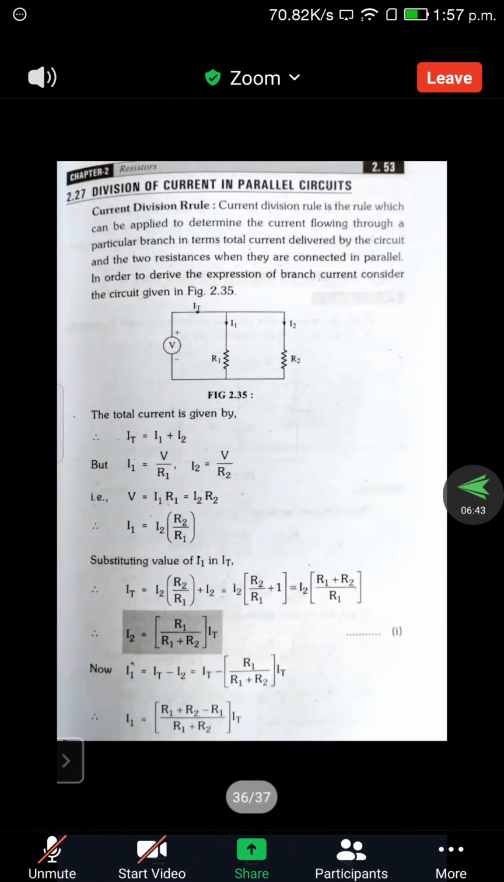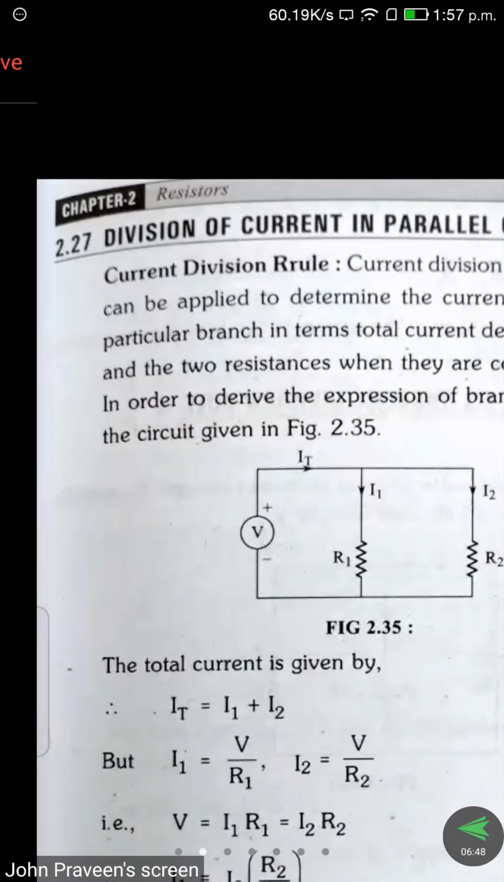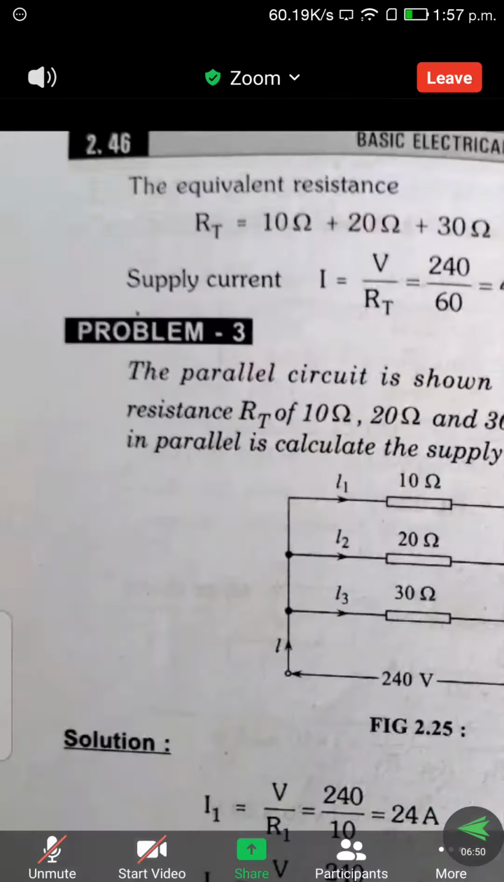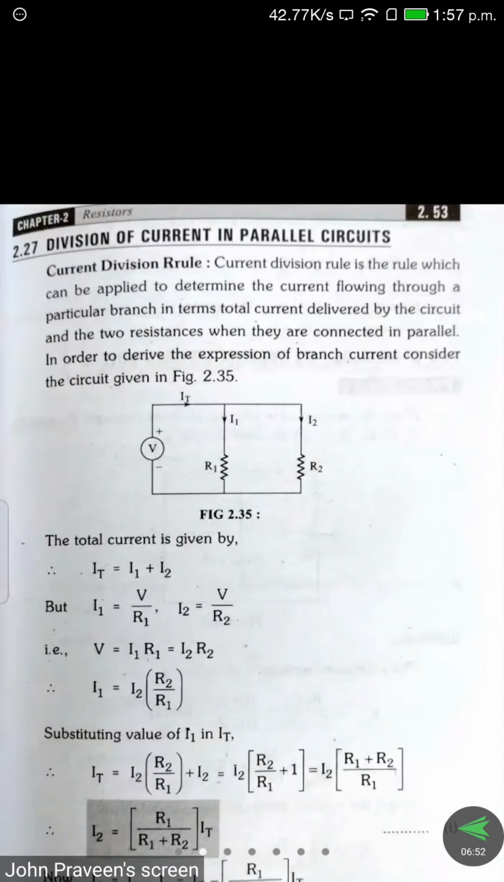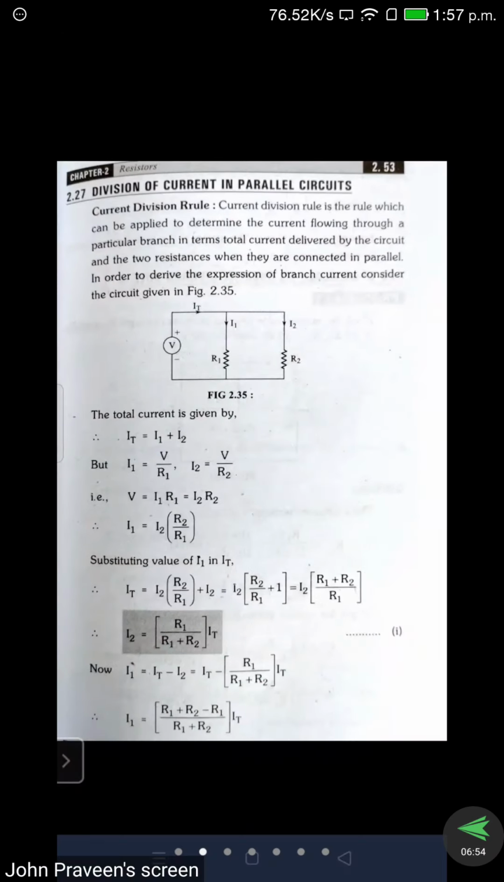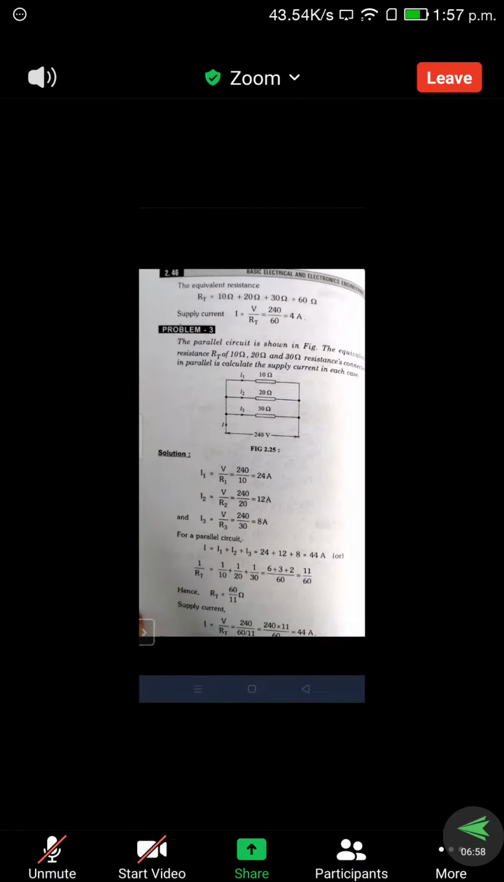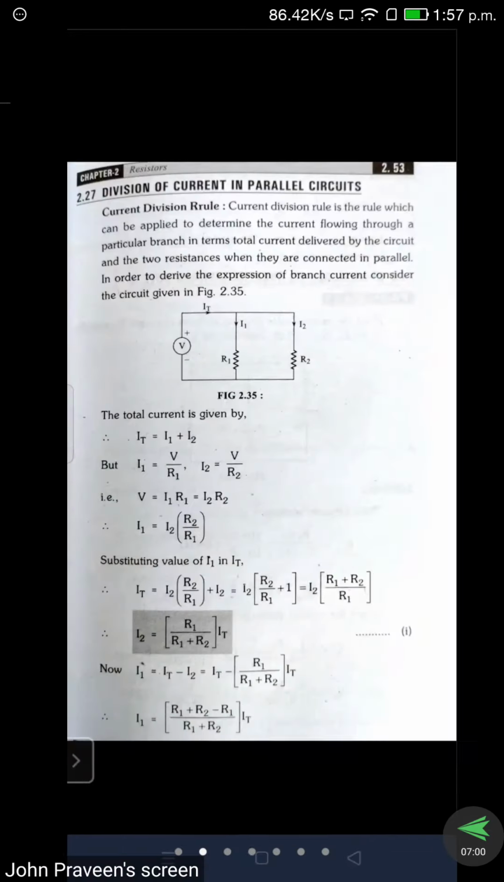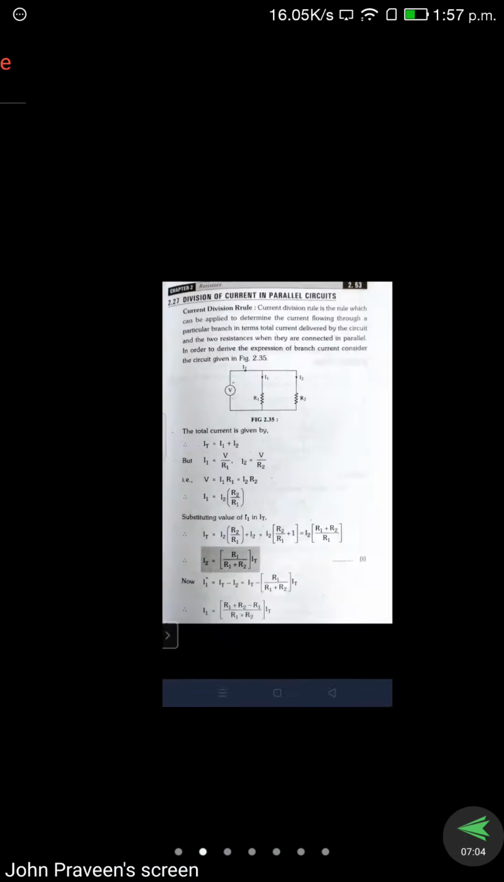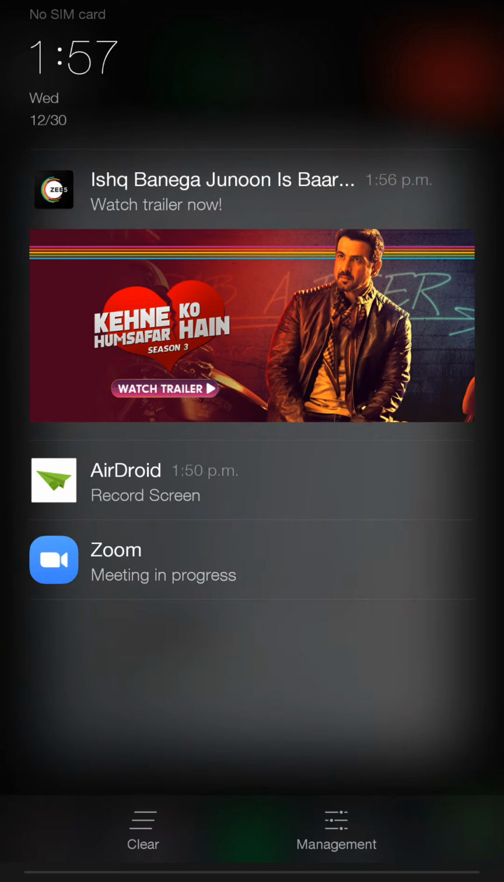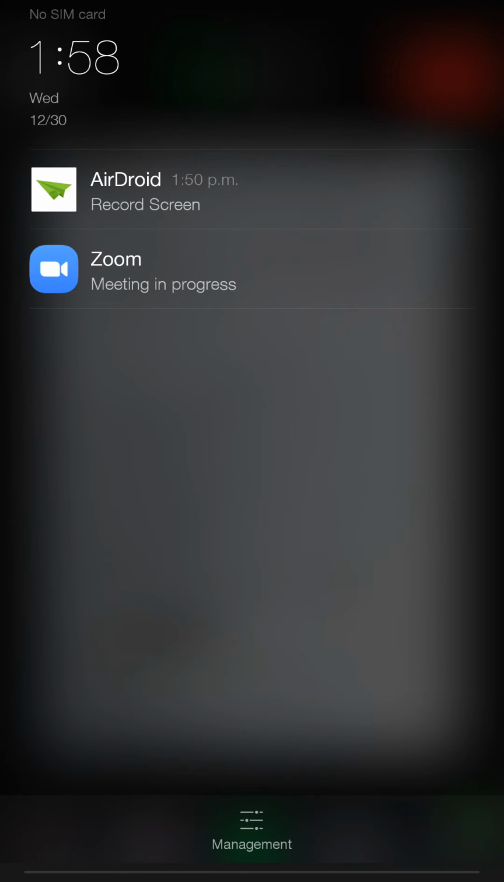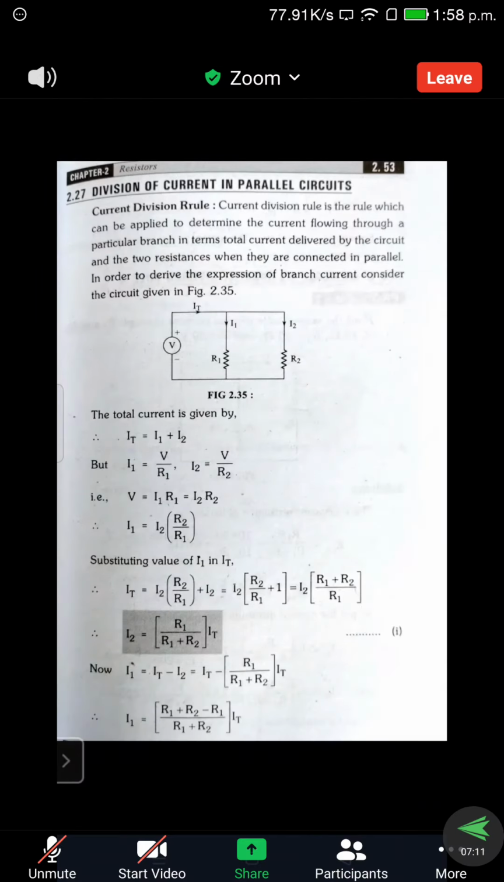There are some models there, and those things will be discussed in the next class: how the current will be divided. We use the same concept here. The voltage source is connected across two resistors R1 and R2. The total current is IT, and it is divided into two portions, I1 and I2. We already know the concept: the total current IT is equal to I1 plus I2. First find the I1 value.